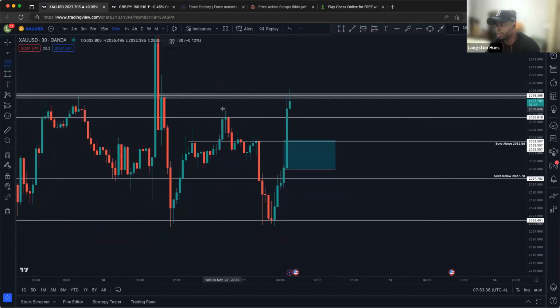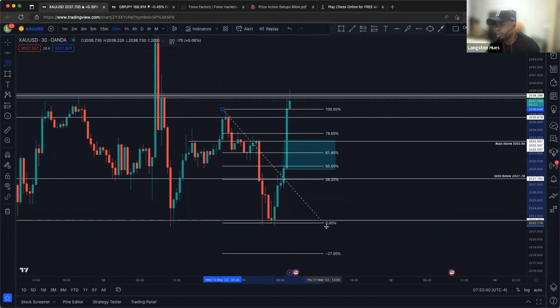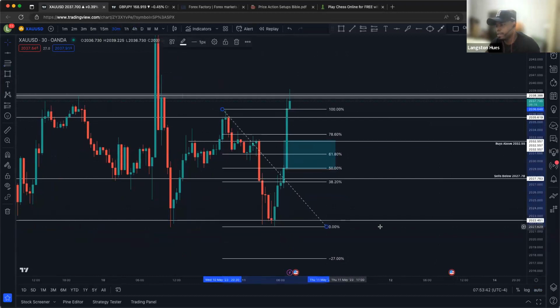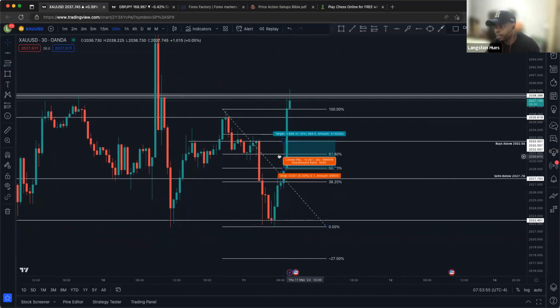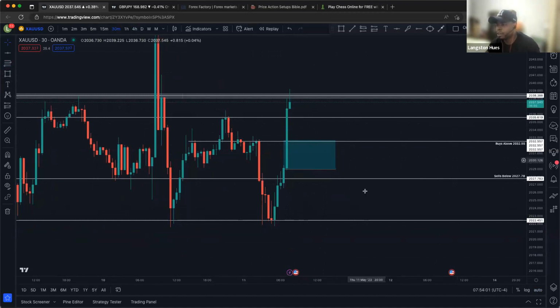So if we say that this is a downtrend from the swing here, we're expecting price to reverse and continue going down, but it already broke all these levels. It broke the 38, the 50, the 61, the 78, the 100, and now it's still going up. So the Fibonacci clearly didn't work.